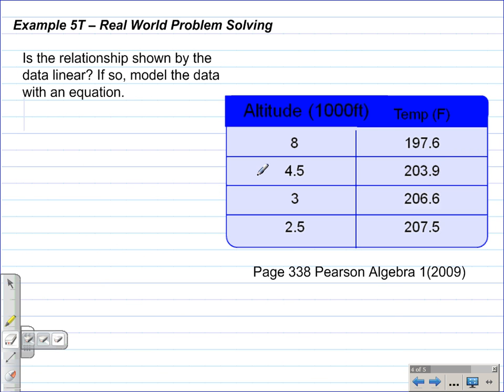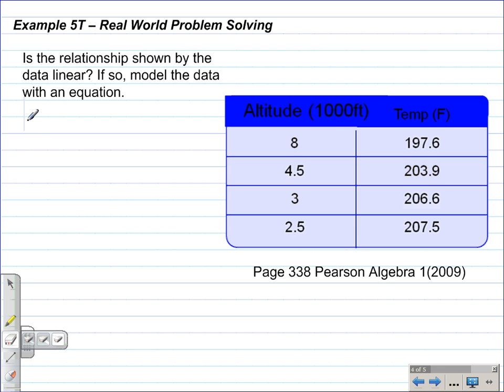Example 5, real-world problem solving. Is the relationship shown by the data linear? If so, model the data with an equation. Here we have the altitude per 1,000 feet, so this 8 really represents 8,000. The temperature here is represented in degrees Fahrenheit. So what we're going to have to do is find the rate of change in this problem.